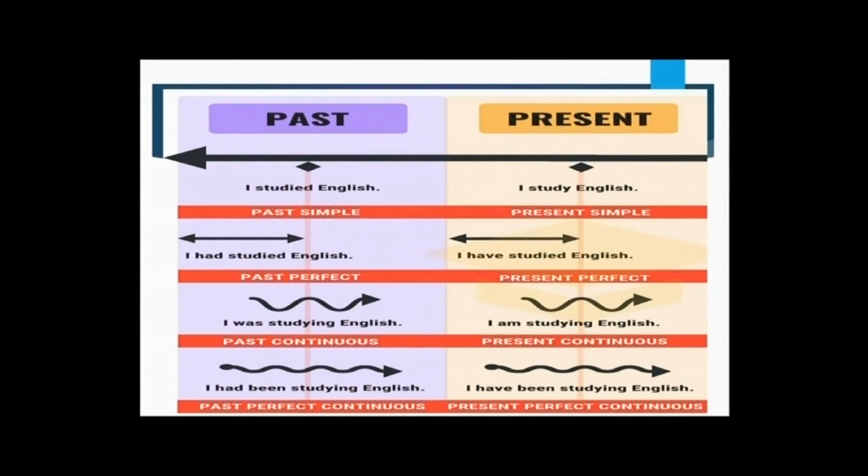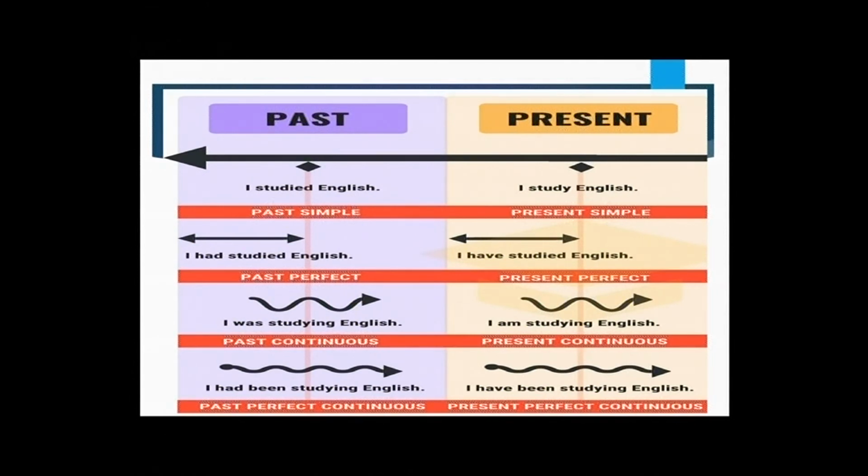Now, the difference between past and present tense. There are 4 aspects: simple, perfect, continuous, perfect continuous. Aspects are the same, but rules and structures are different. So, read out the sentences. I studied English. It is past simple. I study English. It is present simple. How can we differentiate? By looking at the form of the verb.